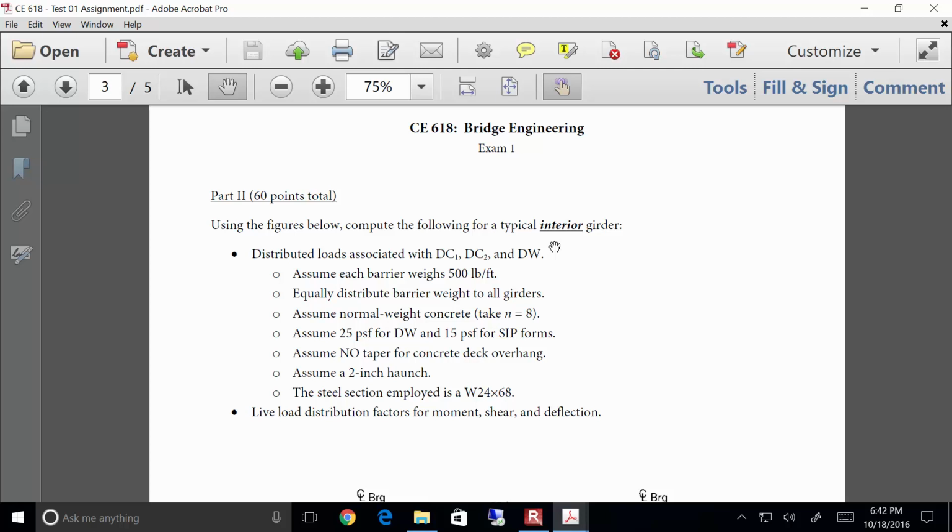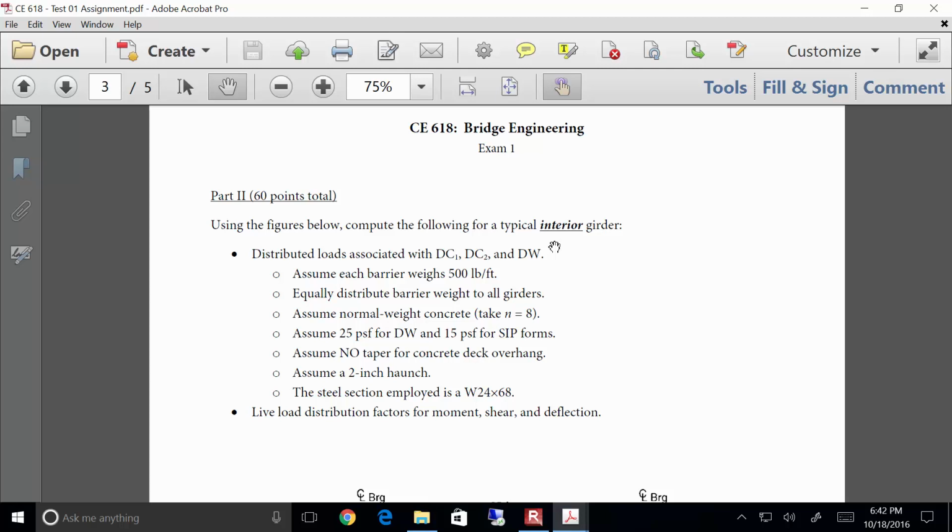Now, there is one thing I'm going to mention, and I didn't count off for this, but there's a lot of people who didn't recognize this. And I want to go back to fundamentals. A W24 by 68, okay? What does the 24 mean? What's that? That's about how deep it is, right? Now, what does the 68 mean?